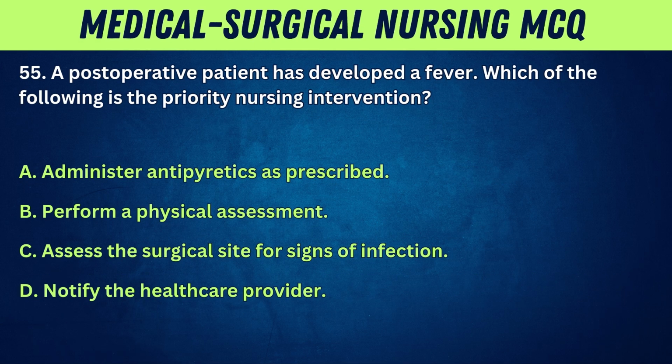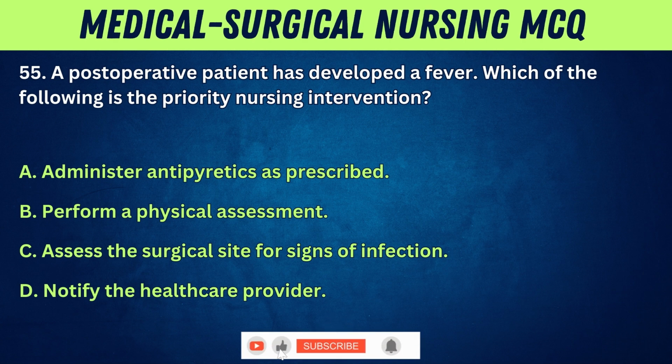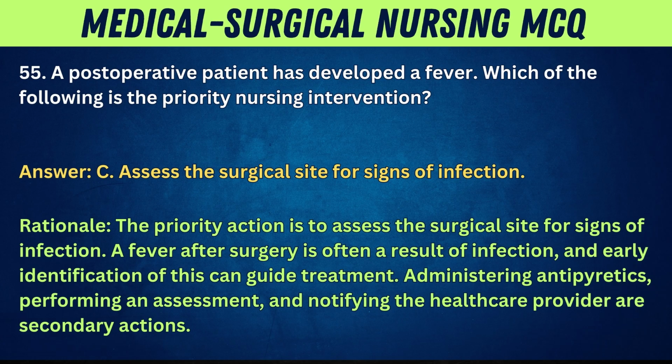55. A postoperative patient has developed a fever. Which of the following is the priority nursing intervention? A. Administer antipyretics as prescribed. B. Perform a physical assessment. C. Assess the surgical site for signs of infection. D. Notify the healthcare provider. Answer: C. Assess the surgical site for signs of infection.